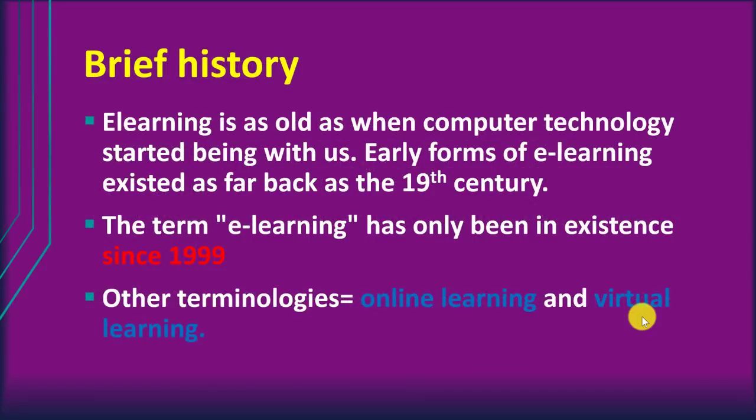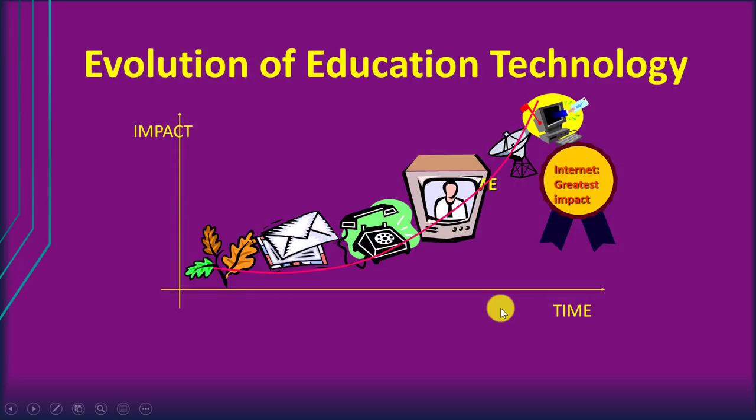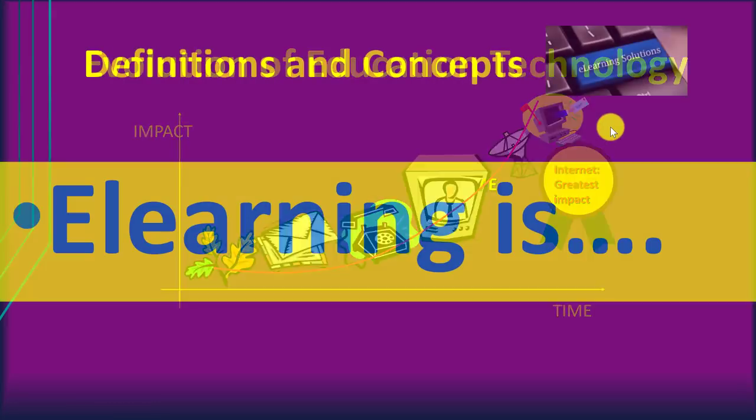Let's go back in history. Let me share with you the history of e-learning. It's as old as computer technology. By the 19th century, which means 1801 up to 1899, e-learning was already operating. This word itself, e-learning, has only been in existence since 1999, just 20 years ago. It's as recent as that. Other terminologies used along with e-learning are online learning or virtual learning. As you can see, education technology has evolved from paper all the way down.